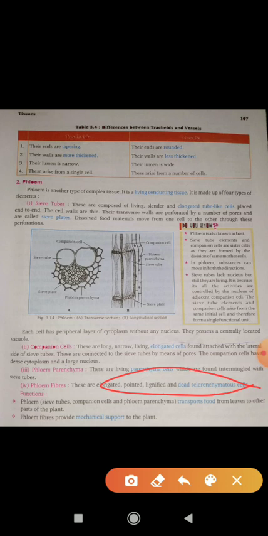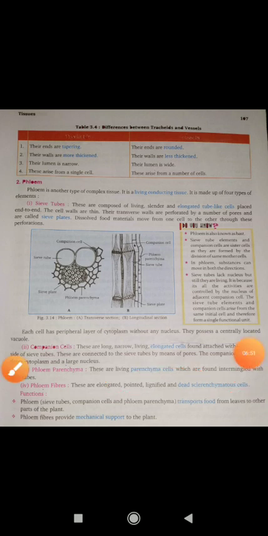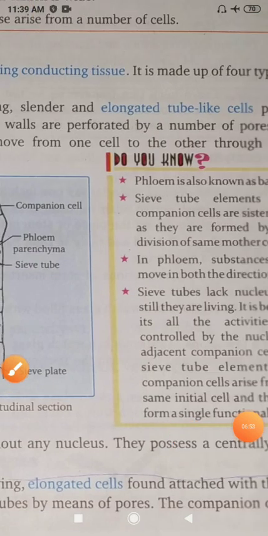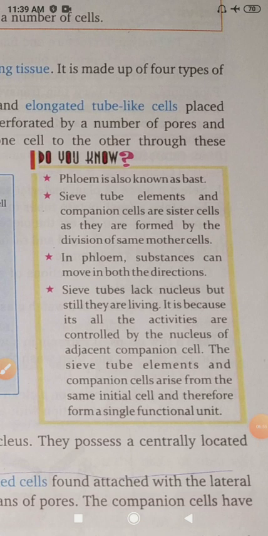Clear? You can go through with these points also. These are also very important, children. Phloem is also known as the bast. Clear? Sieve tube elements or companion cells are sister cells as they are formed by the division of same mother cell. In phloem, substances can move in both the direction, upside also and downside also, but in case of xylem only the movement of water is only unidirectional, but movement of food is always bidirectional.